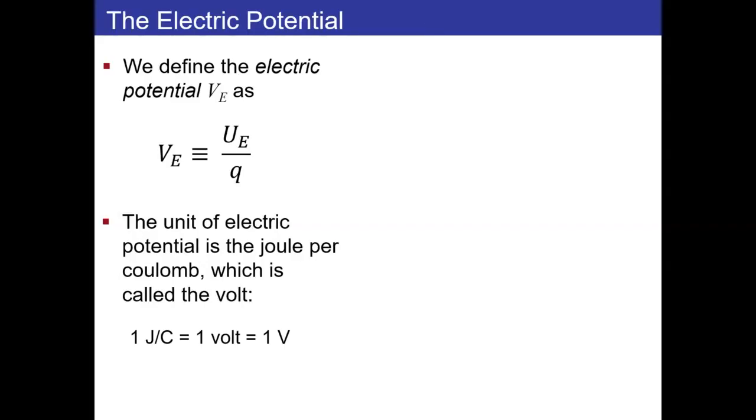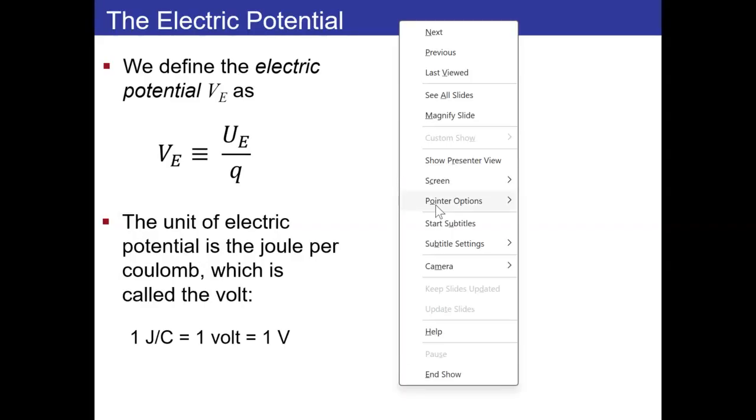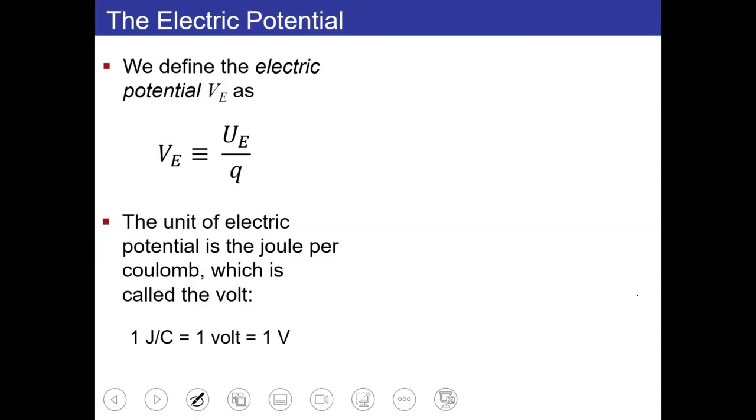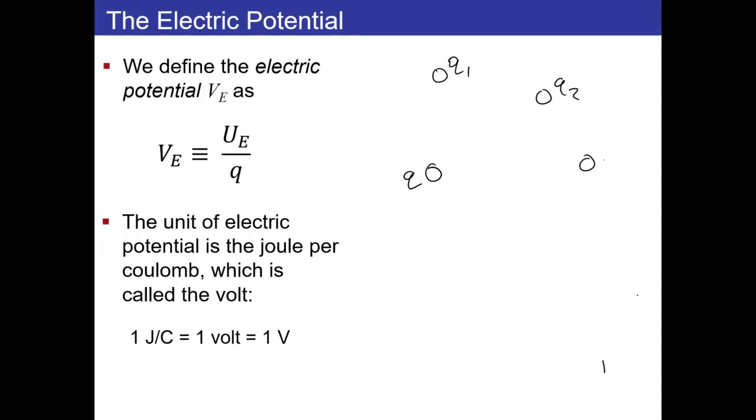If I have a charge Q here, my pointer, here we go, and it's somewhere right here. That's my charge Q. And then I have some other charges around it. Let's say there's Q1 over here, and Q2 over here, maybe Q3 over here. Then each of these charges can interact with the given charge.